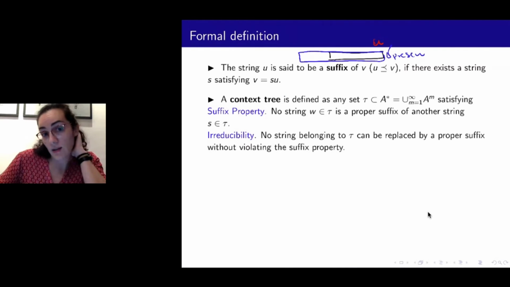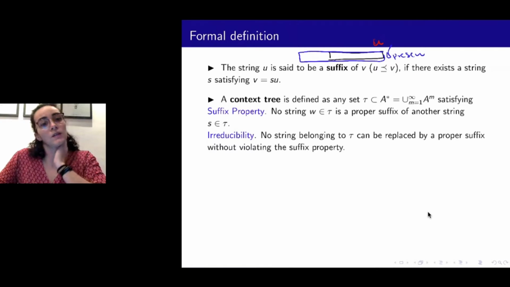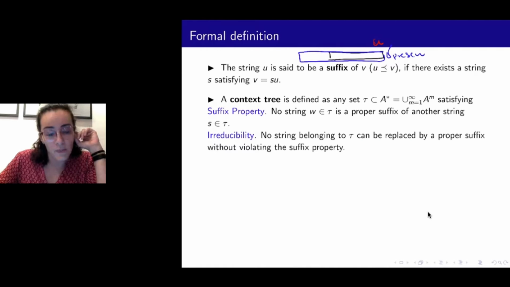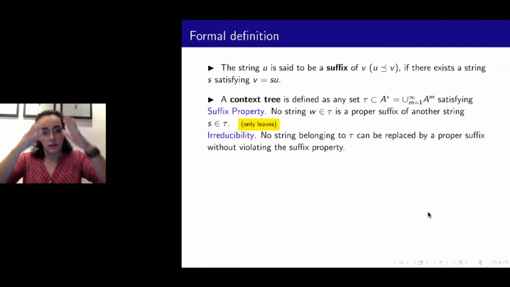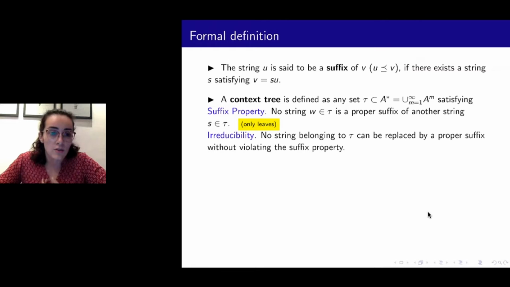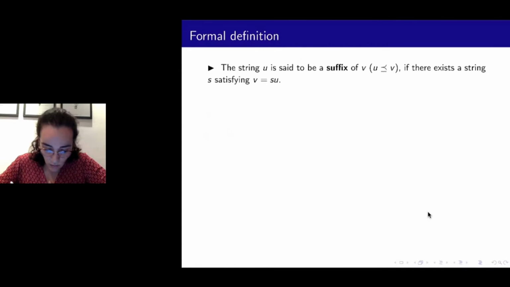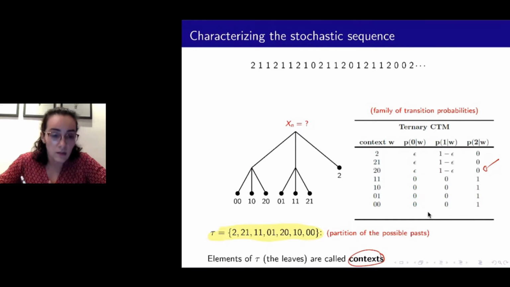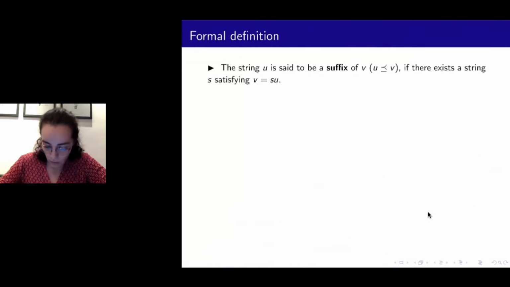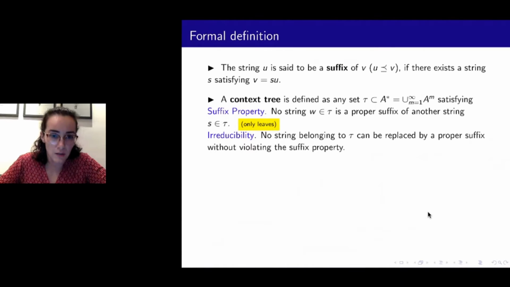A context tree we can define as follows. So a context tree for us is something which has 2 basic properties. The first one is the suffix property, which mathematically means the following. No string W is a proper suffix of another string S. What does this mean in our picture, in our hierarchical way of doing the tree? This is just saying that the set that we are using to partition the past is only the leaves. So I'm not considering in this picture any internal node, only the leaves, okay? This is how we translate the suffix property.